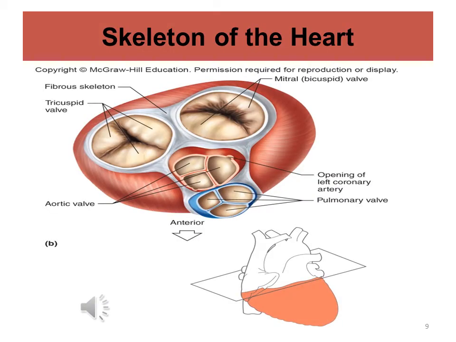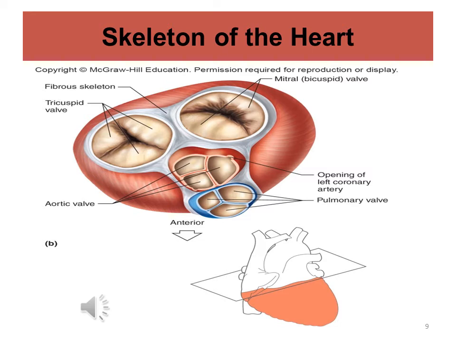The skeleton of the heart is actually a fibrous connective tissue that surrounds the origins of the pulmonary trunk and the aorta, as well as the orifices between the atria and the ventricles. So the fibrous skeleton actually provides an attachment for all the heart valves as well as the muscle fibers. So that's very important, because otherwise where would they attach to?